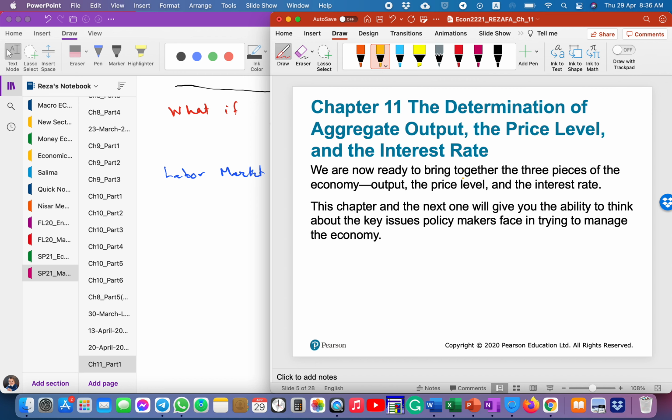We are now ready to bring together three pieces of the economy: price level, interest rate, and aggregate output, from what we have learned in the previous chapter. This chapter and the next one will give you the ability to think about the key issues policymakers face in trying to manage the economy.